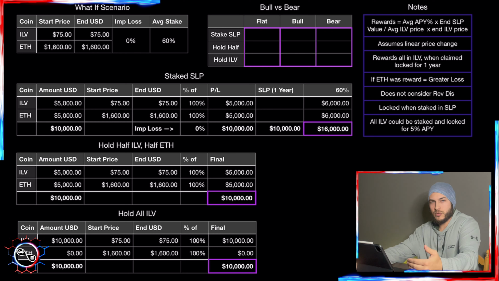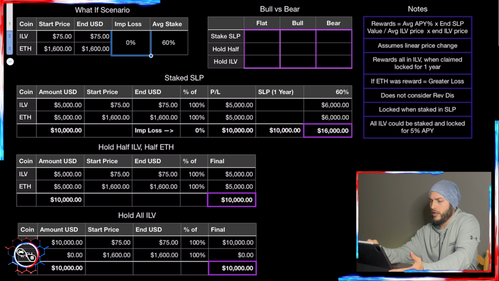And the reason I'm doing it this way is that when you're talking about impermanent loss, you're really comparing it to what your coins would have done if they weren't staked in the liquidity pool. So for a stagnant price, I already have this set right here. Right now at the time of this recording, ILV is about $75, ETH is about $1,600. We're going to say through the course of the year, we have the same prices. Because the price doesn't change, it's 0% impermanent loss.